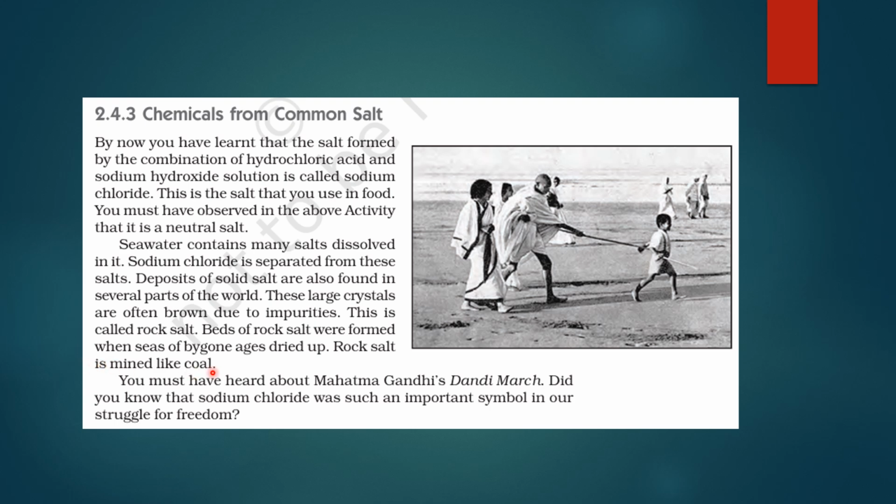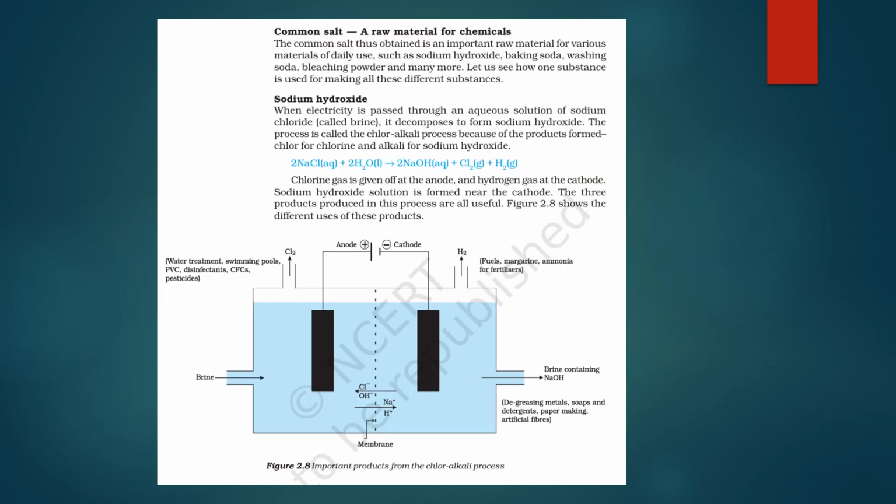Okay, and in the freedom struggle also, this common salt had an important role in Mahatma Gandhi's Dandi March. Okay, so their salt played an important role. See, common salt जो है काफी chemicals को बनाने के लिए as a raw material use होता है. ठीक है, what are these? Sodium hydroxide, baking soda, washing soda, bleaching powder. इन सब को बनाने के लिए it is one of the like reactants which you are using.